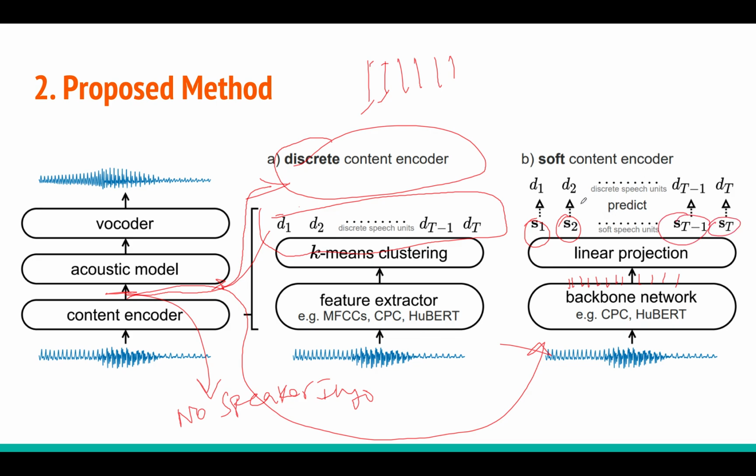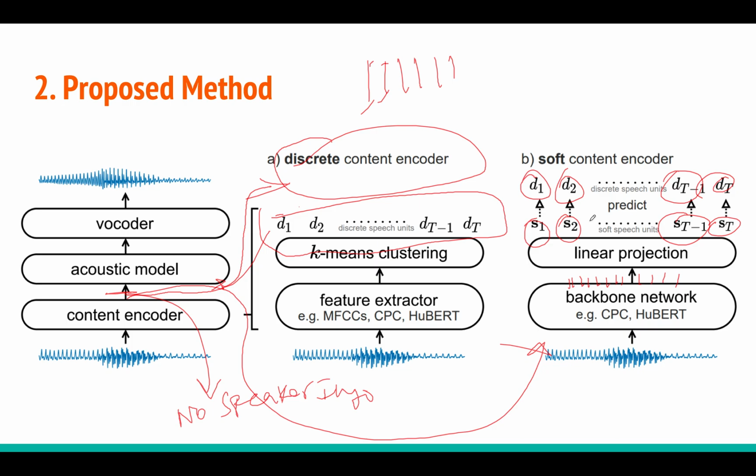Then you can use a softmax over these and then get the indexes of the discrete speech units, right? Very simple. So that's why they call it soft content encoder. So basically, the idea is very simple, right? You feed the feature vectors from the backbone network or a feature extractor to a linear projection layer, and then you just apply softmax over those vectors, or softmax over those speech units. As simple as that, right?